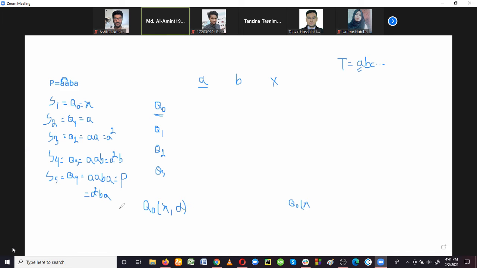How many states do we have? Five states in total. After receiving a character, this state has one value, that is A. Is there any state which has only one value, that is A? Yes, Q1.